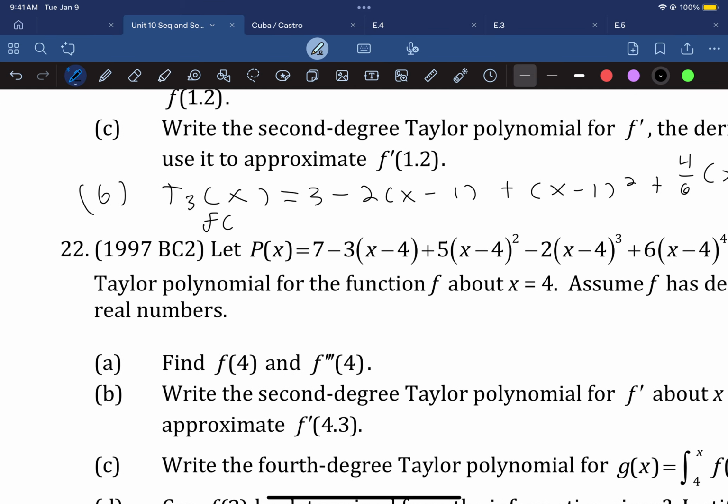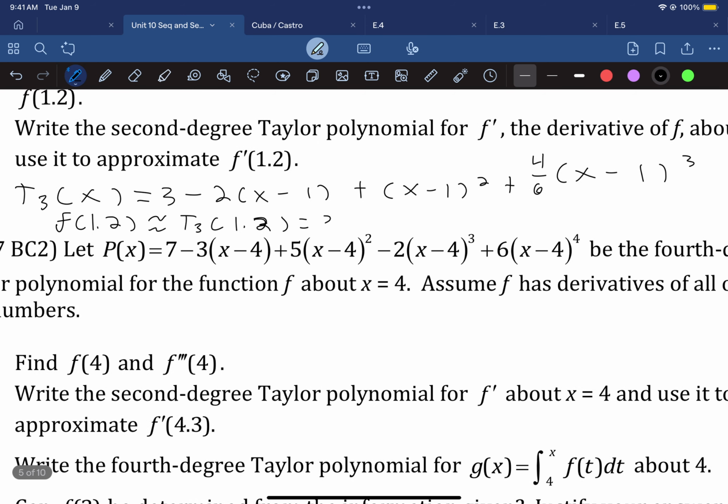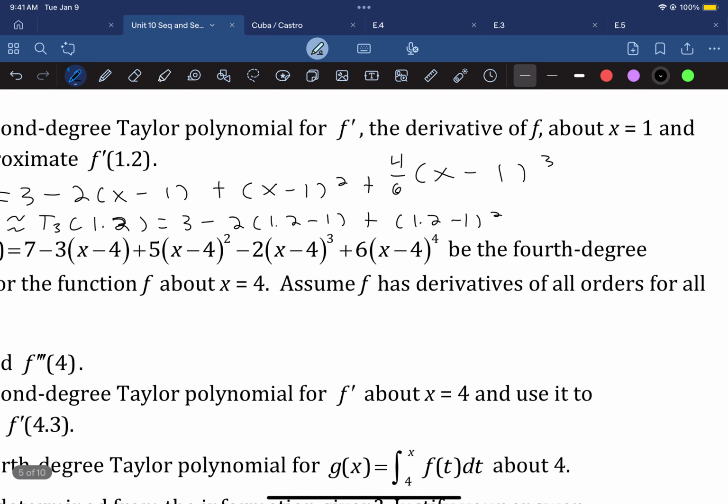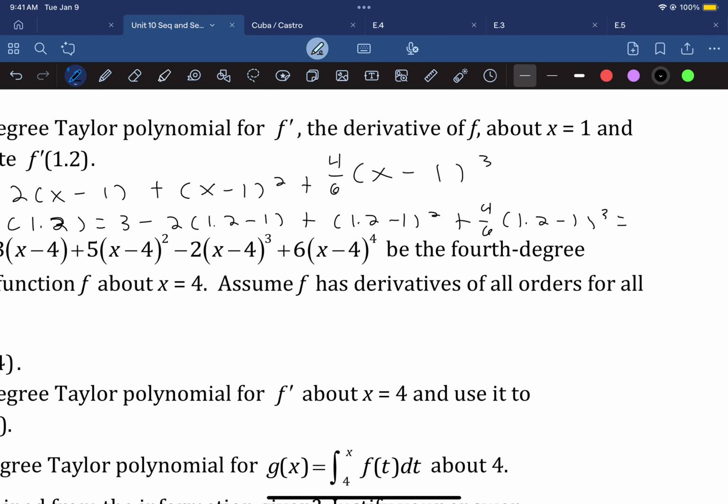So for f of 1.2, f of 1.2 is approximately the same as our Taylor polynomial evaluated at 1.2, which is 3 minus 2 times (1.2 minus 1) plus (1.2 minus 1) squared plus 4 over 6 times (1.2 minus 1) cubed. Okay, now if you put this in your calculator, this will leave you with the answer of 2.645.